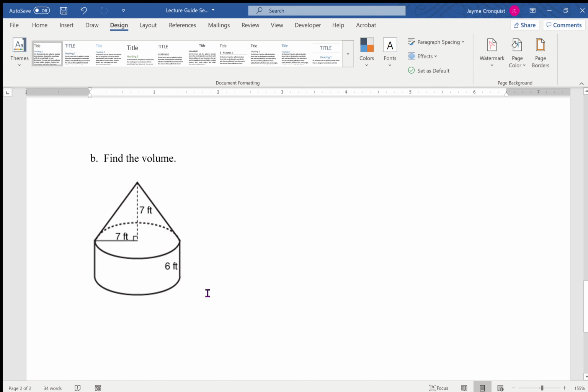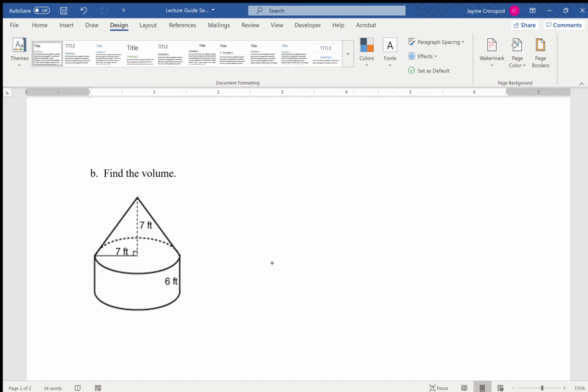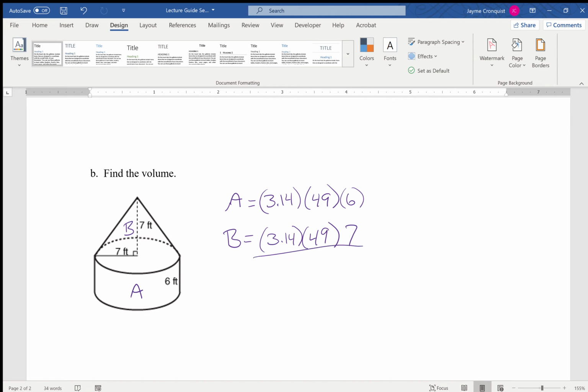All right, here we have 2 figures. We have a right cylinder. We have a cone. All right, A's volume is going to be the area of the base, so that's pi r squared. R is 7, so squared is 49, times the height, 6 feet. The volume of B is again the area of the base, pi r squared, times the height. But now because it comes to a point, it's 1/3. All right, and then we're just going to add those 2 figures together.